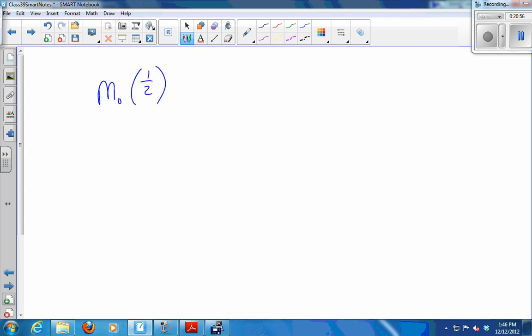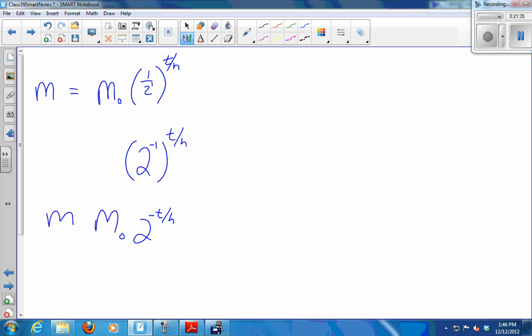M0 times 1/2 to the t over h. This is the model that I gave you, right? They use 2 to the minus t over h because 1/2 is the same thing as 2 to the negative 1. Because this is 1 over 2 to the first, and you can move that 2 to the first into the numerator if you make the exponent negative. So when you multiply these, you get 2 to the negative t over h. So that's another equivalent model that you could use if you like that one.